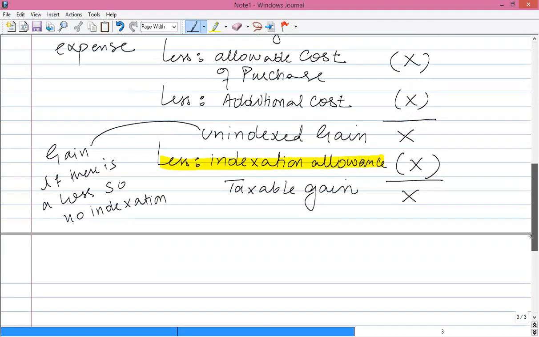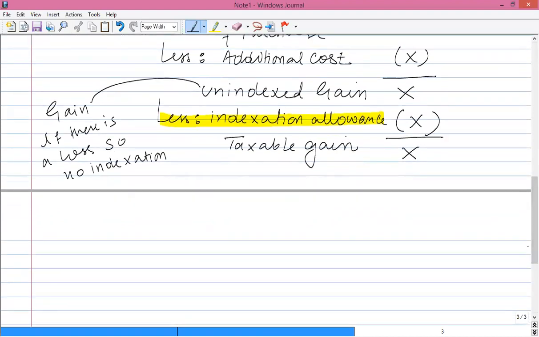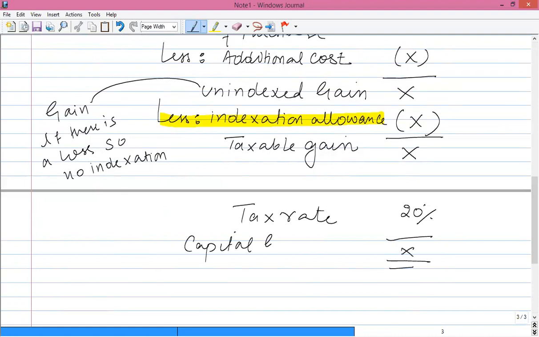Usually there is an exemption available for an individual, but in our syllabus this exemption is not available. So unindexed gain, deduct indexation allowance, the remaining balance is taxable gain. Apply tax rate assuming 20%, and this will be your capital gain tax liability.